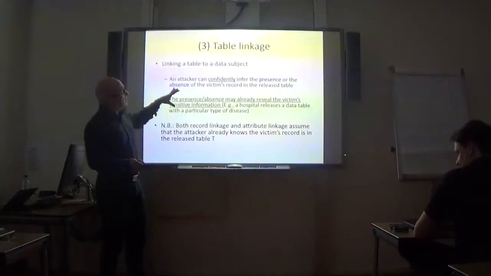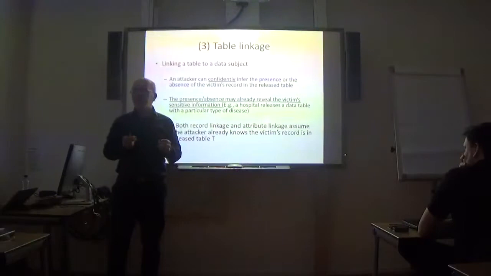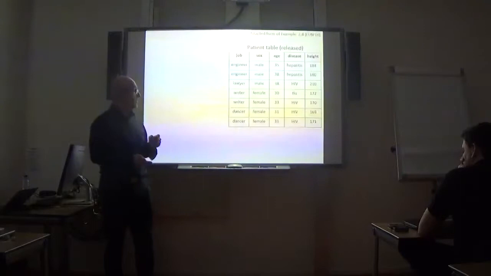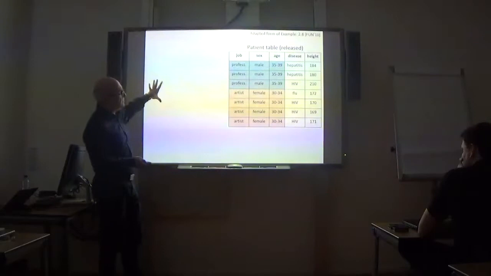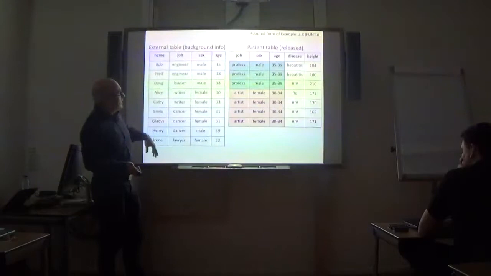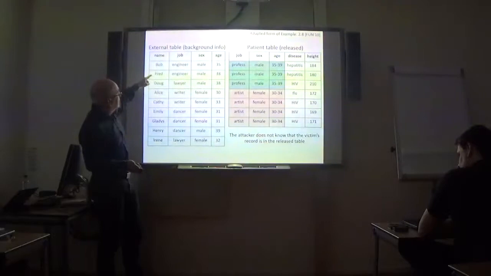The third one is called table linkage. In the last examples, you knew that your boss was hospitalized and should be in that table. But sometimes you don't know it, and then you ask, is my boss there or not? So you get this table a little bit anonymized, and the question is whether my boss is here or not. But you know that this is from people in Rotterdam. You go to the Gemeente, and you see that you have a generalization of professional, male, and between age 35 and 39. And in the Gemeente, we have three persons with that characteristic.